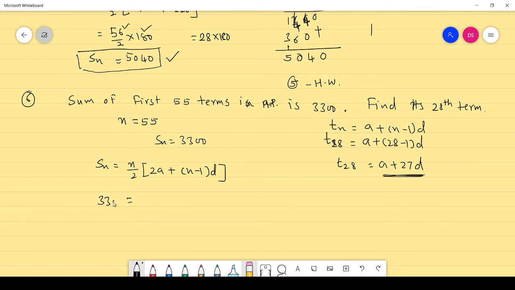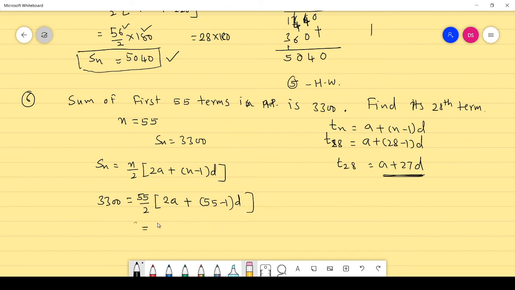That is 3300. N by 2 will remain as it is. What is instead of n? Here, instead of n I can have the value of n, which is 55. I am keeping it as 55. 2 into A will remain as it is. N minus 1, n is what? That is 55 minus 1 into D.